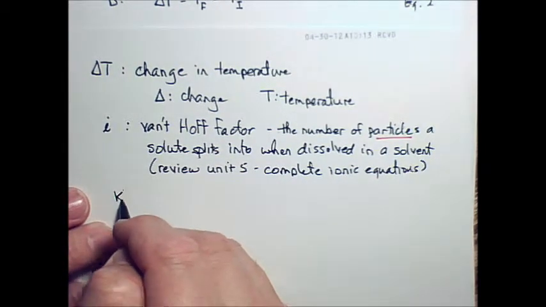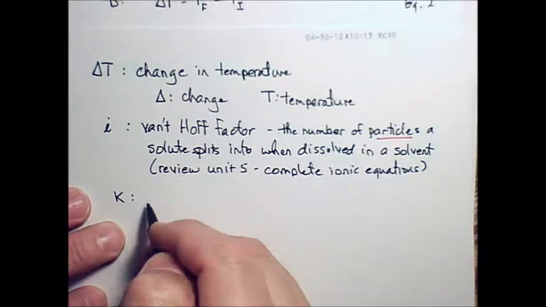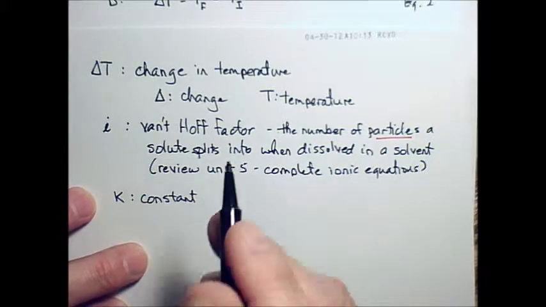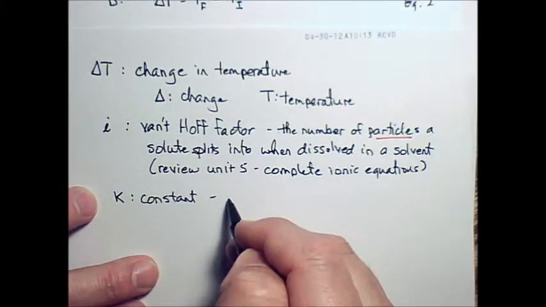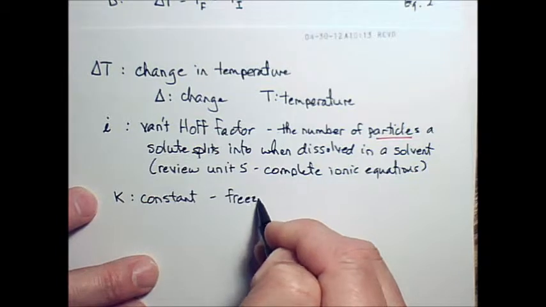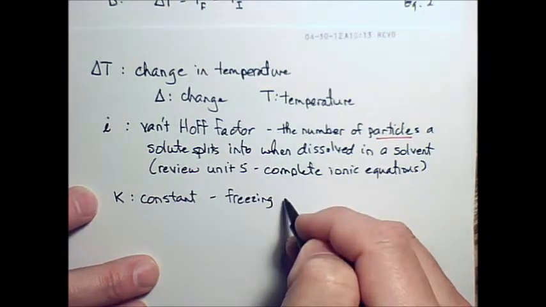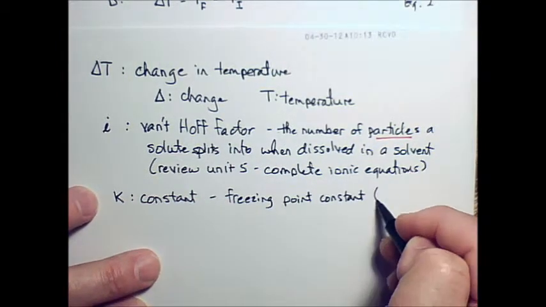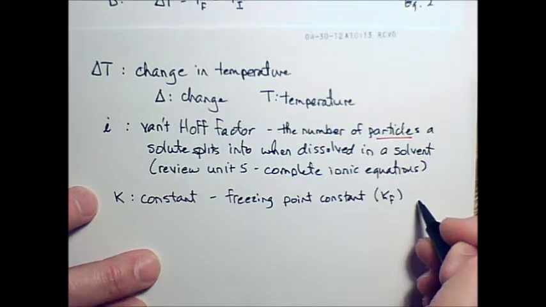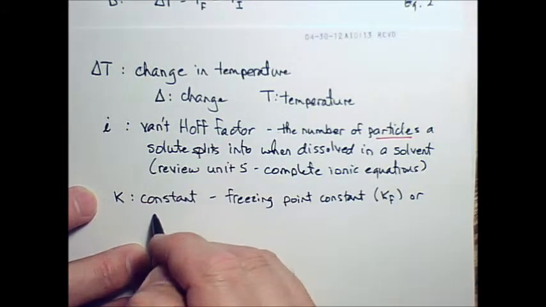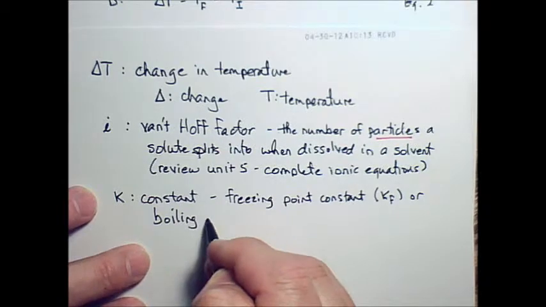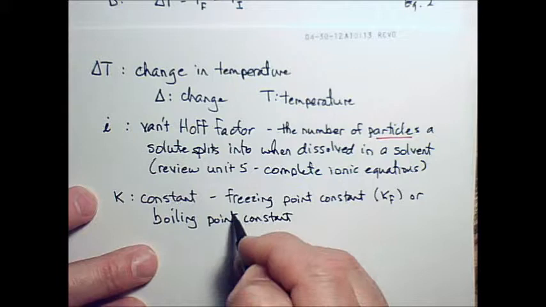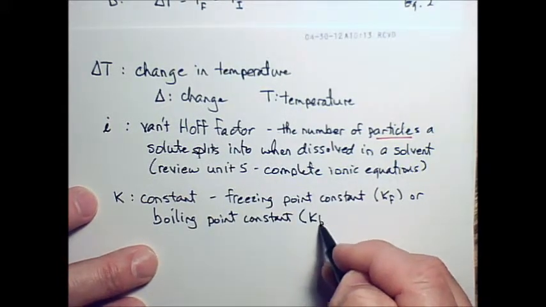K. Potassium? Well, in this case, this is a constant. This K means a constant. And it's either the freezing point constant, which we symbolize as K sub F, or the boiling point constant, which we symbolize as K sub B.